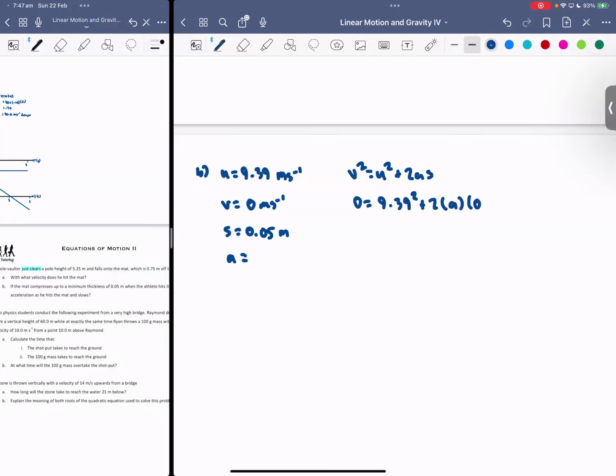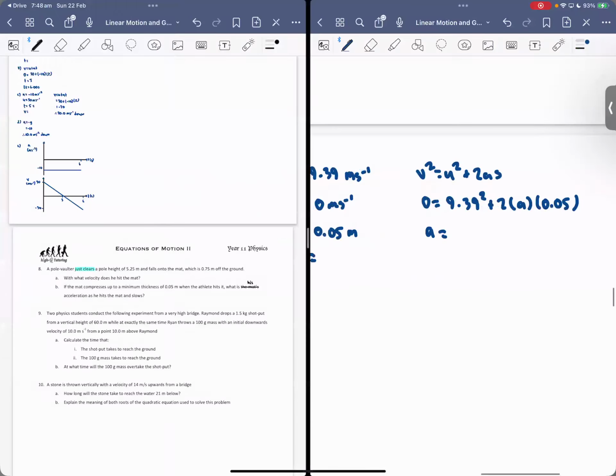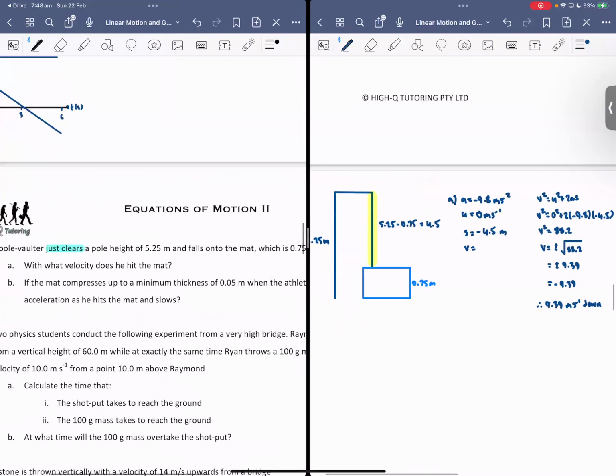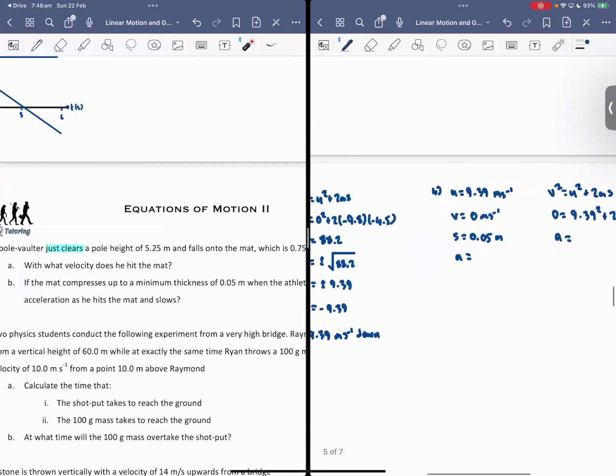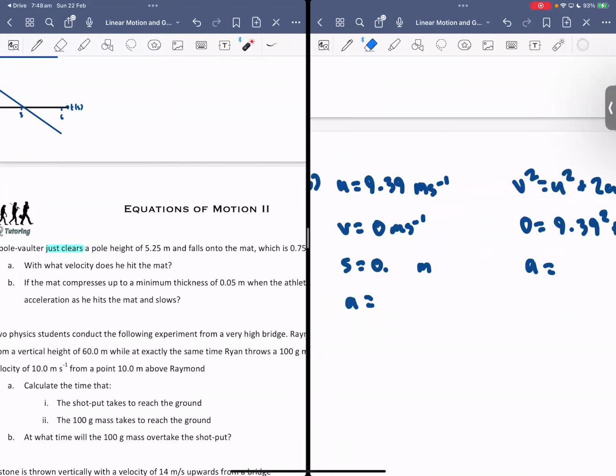Acceleration, I don't know, and s is 0.05. Who's got a for me? Should be negative something. The mat compresses to a minimum thickness of 0.05. Doesn't that mean it moves 0.7? Guys, if the mat compresses to a thickness of 0.05, meaning the mat gets really, really skinny, you're completely right. What does he actually move? He actually moves 70 centimeters. Everyone agreed? So you're completely correct. Actually, s is 0.70 meters.